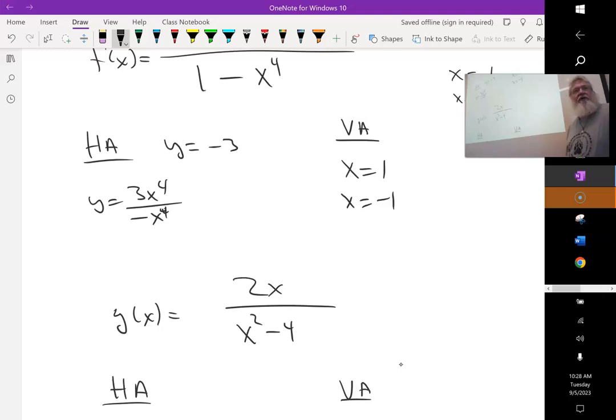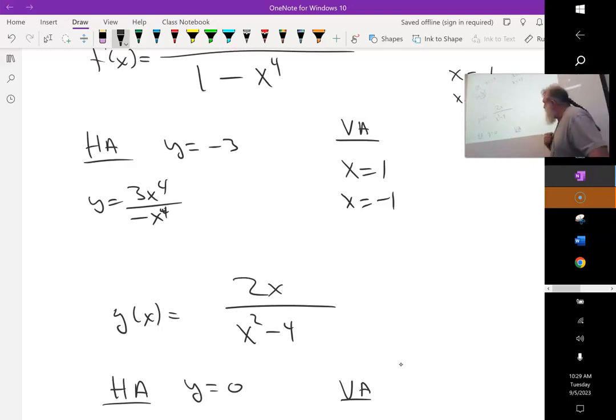All right, so we look at the degrees. What's the degree of the numerator? 1, right? What's the degree of the denominator? 2, right? X squared crushes x. It wins the race a lot faster. You think about the y equals x graph, y equals x squared, it grows faster. So this is getting much bigger than this. So what's our horizontal asymptote? Y equals 0, because the x squared crushes the x.